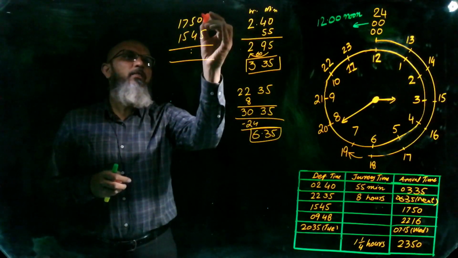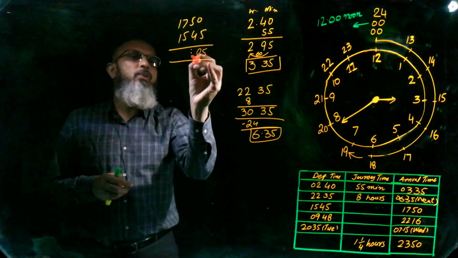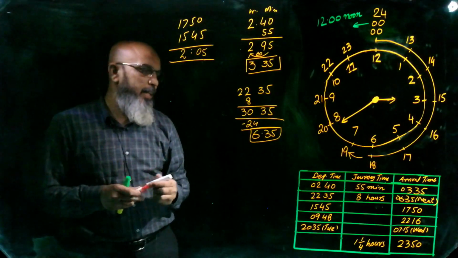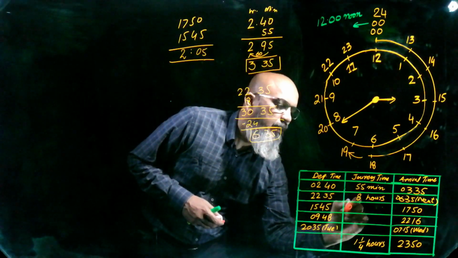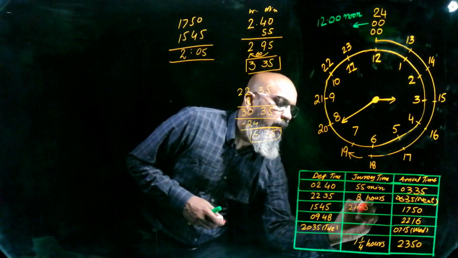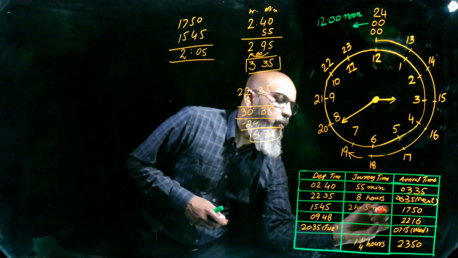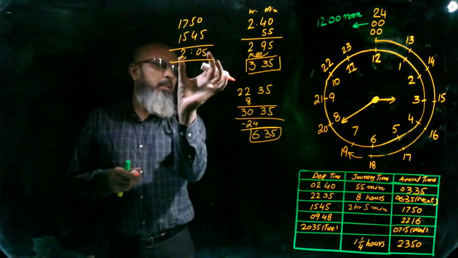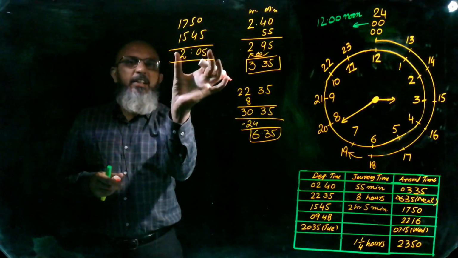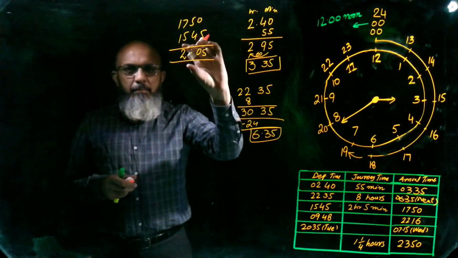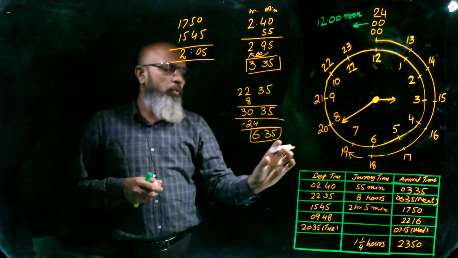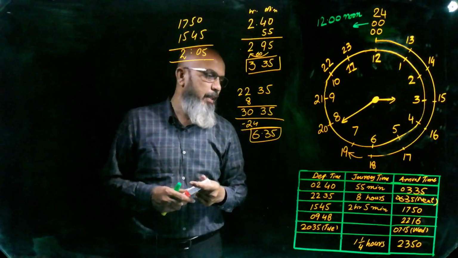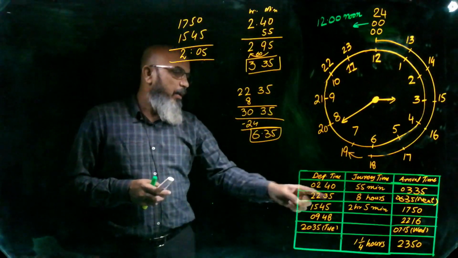So that one is easy. It will take 2 hours and 5 minutes, right? We will not write the time duration in this manner. This is your time, this is not time duration. When you are going to write time duration, you will write 2 hours and 5 minutes. So now come to the next one.